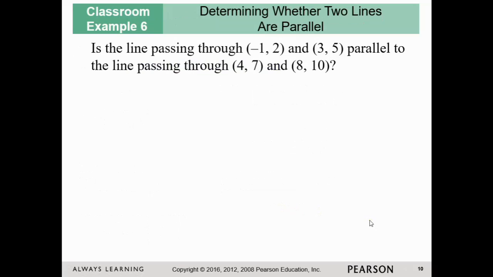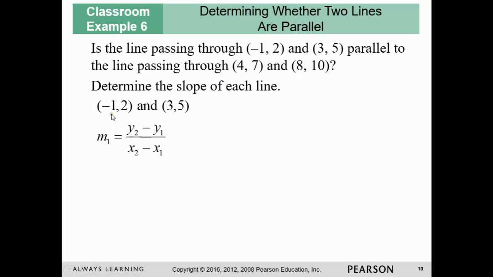All right. Now, the other question that you'll come across is you'll be given a set of points, and you're asked to determine whether they're parallel, perpendicular, or neither. This one just says, are they parallel? So here we have one line that passes through negative 1, 2, and 3, 5, and another line that passes through 4, 7, and 8, 10. It wants to know if they're parallel. So the way that we do this is we determine the slope of each line.